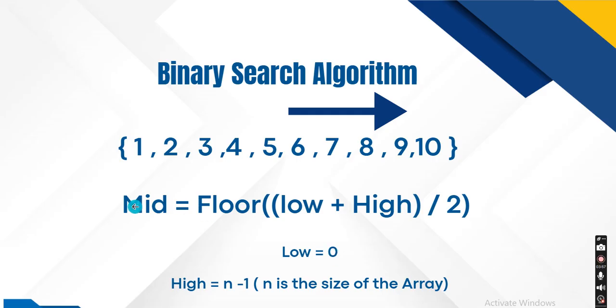Now, the mid is going to be the floor of low plus high divided by 2. What is the floor? The floor of a value takes the greatest integer less than or equal to it. So the floor of 4.5 is 4. You need to take note of this.